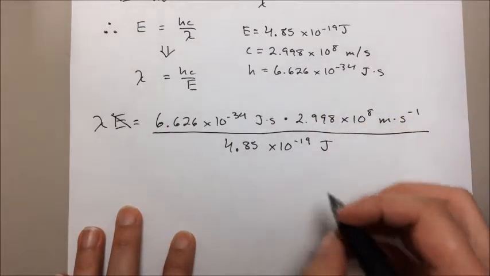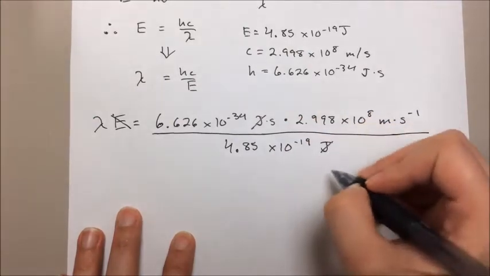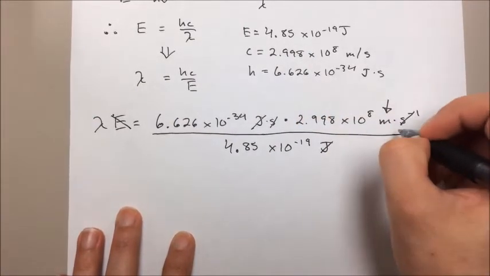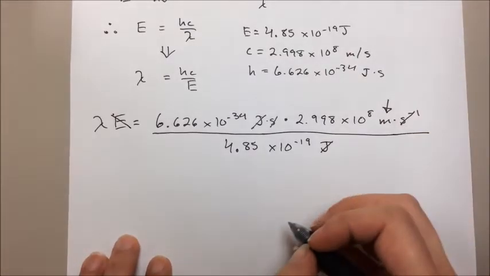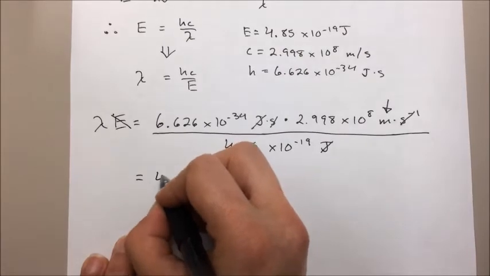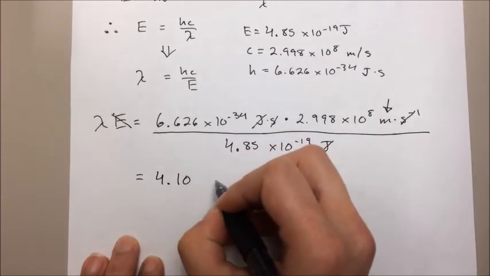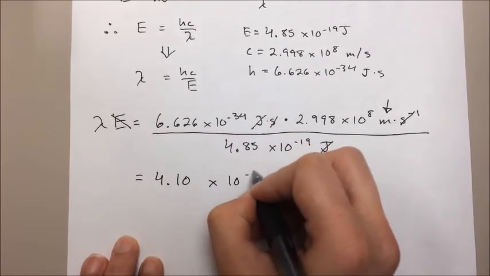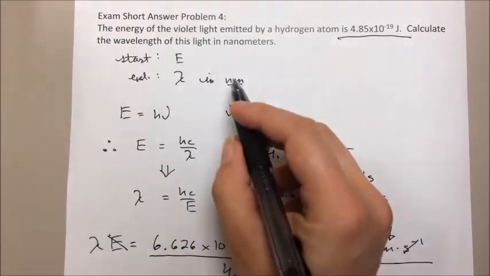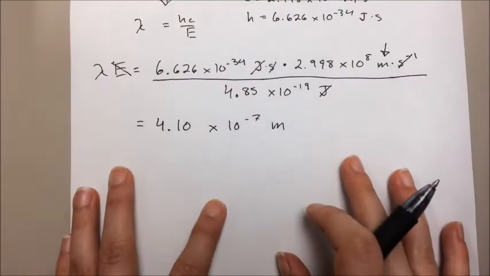Let's take a look at our units. The joules are going to cancel, and so are the seconds. So we're going to be left in meters as the units of our answer after we crunch our numbers. We crunch them down, round to sig figs, and we get 4.10 times 10 to the minus 7th meters. But remember, we wanted our answer in nanometers. We have to convert.